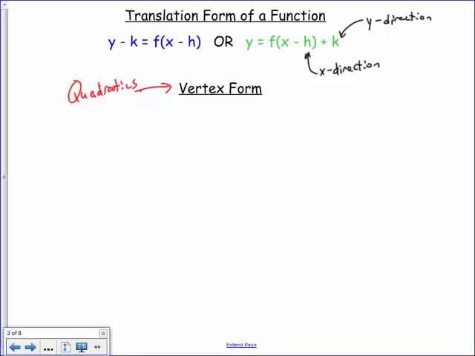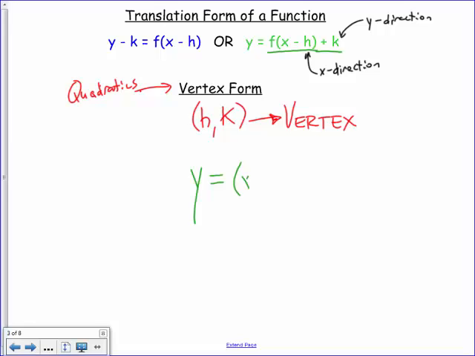And vertex is because the HK actually happens to be our vertex in this case. Pretty fancy. So let's actually write this out. Instead of having the f of x, it's going to say y equals. Instead of saying f of x minus h plus k, we're going to get rid of the f. We're not going to have a function. We're just going to say x minus h. But what do you think I should put with it? Yeah, a square, right? Because it's a quadratic, and then plus k.